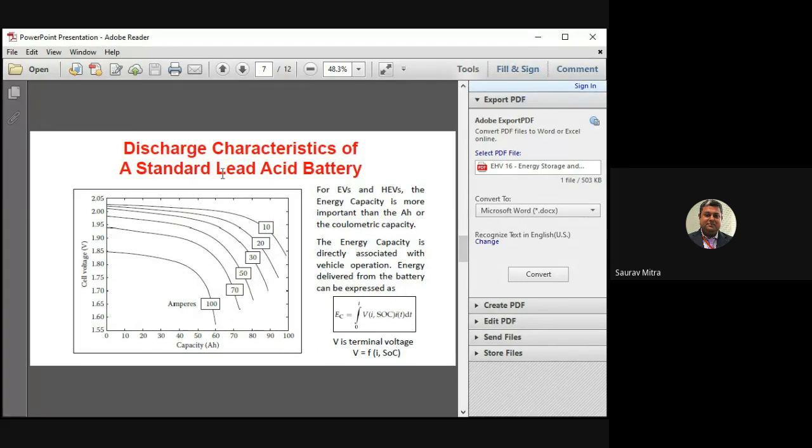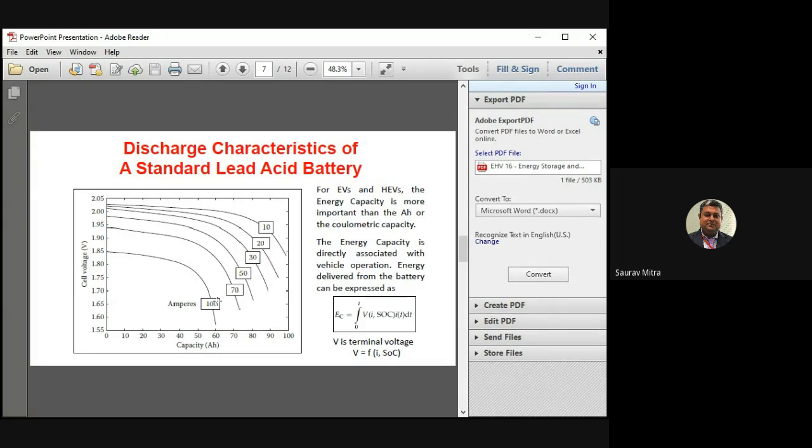This is the discharge characteristic of a standard lead acid battery. You are finding that the starting voltage is 2.05. That is the best. Generally, we call it 2. So this 10 means you are asking for 10 ampere discharge current, and it is going for almost 100 ampere hour. If 100 ampere hour is the capacity, you are finding the cell voltage. So for a 100 ampere hour capacity, you can get 10 ampere for almost 100 hours. If you are asking for more ampere, you are finding that the time is becoming less.